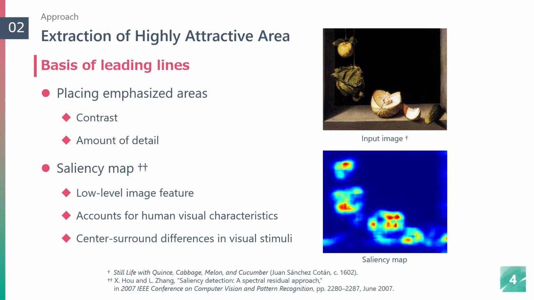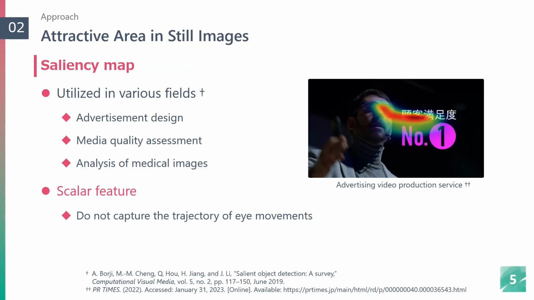In paintings like this one, artists modify contrast and precision of drawing to emphasize some areas and place those areas to effectively express leading lines. So, we first began with extracting highly attractive areas as a basis of leading lines by using a saliency map. This saliency map is a low-level image feature that computes the differences in visual stimuli. Although visual attention models based on saliency have been used in various fields like ad design, media quality assessment, and analysis of medical images, such scalar features do not express the trajectory of eye movements.